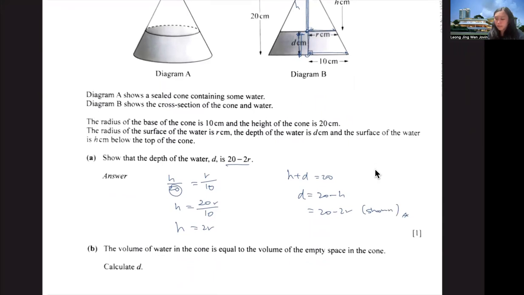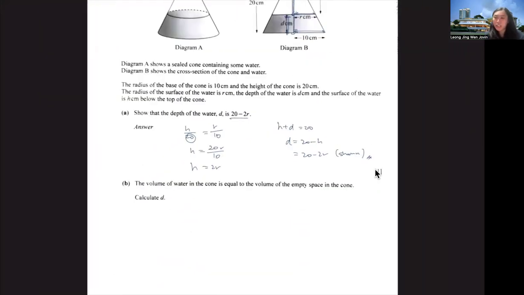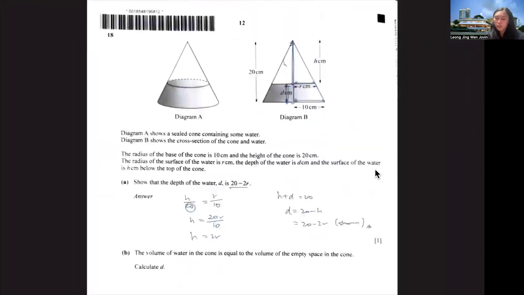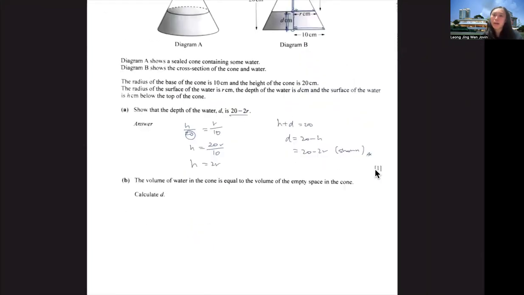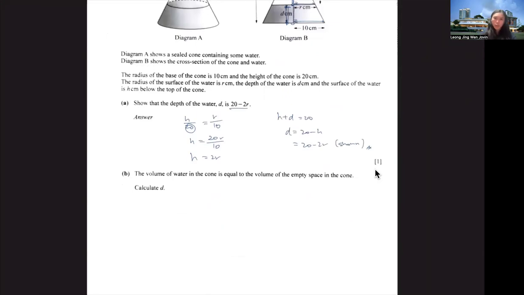Okay, 1 mark. If the question gives you more marks, you might want to write out, oh, this angle equals this angle, and hence by AA rule, they are similar. If the marks are a little bit more, then you can do that. But I think for this part, it's quite okay.